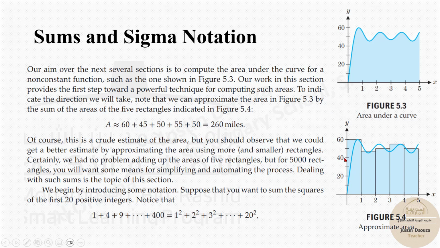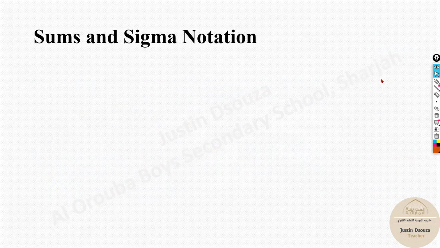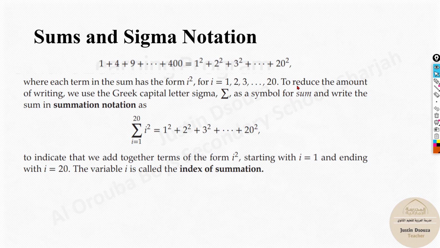But now imagine if you had made more rectangles. Say you had made smaller rectangles, maybe 50 rectangles. It would be more accurate. So this is about accuracy. Now, the more rectangles you make, the more accurate the distance traveled would be. But that would be such an onerous task because you have to compute so many sums, right?